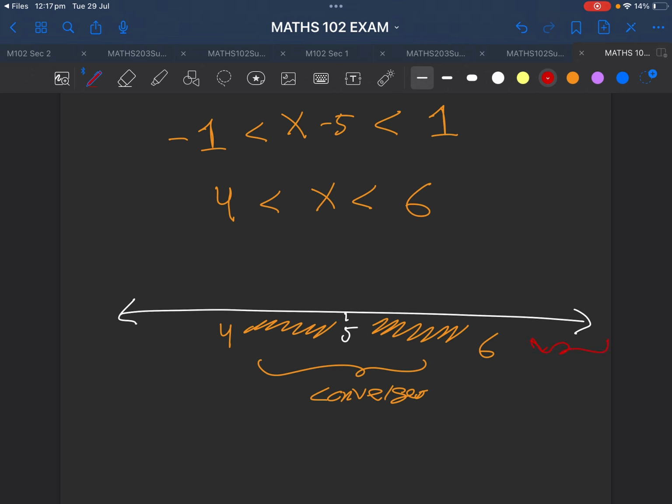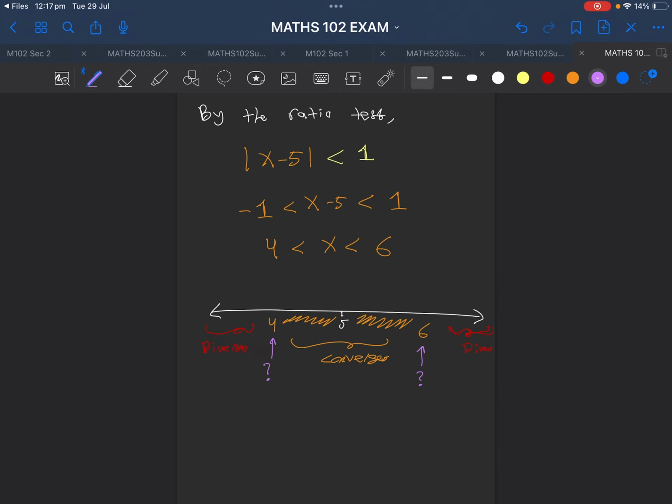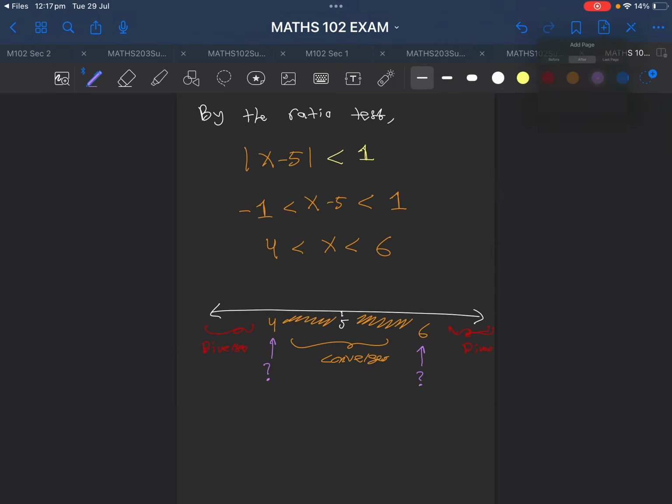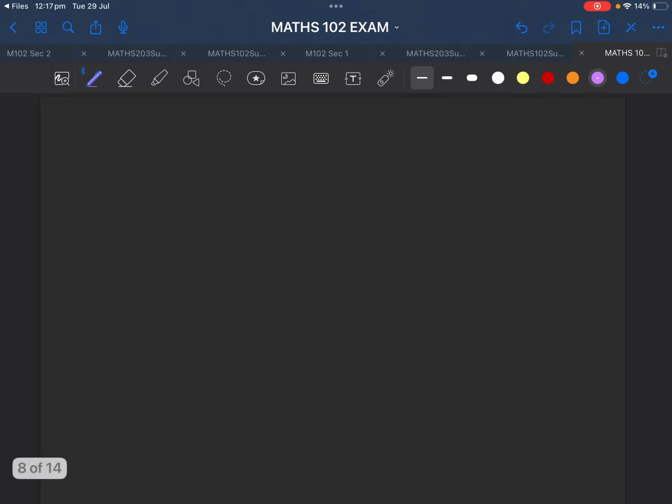How about here? After 6, this diverges. If you go less than 4, this for sure diverges. Still, at 4 we don't know, and at 6, we need to check the endpoints. How are we going to check the endpoints? We will substitute x equal to 6 and see what we get. Let me have a new page.